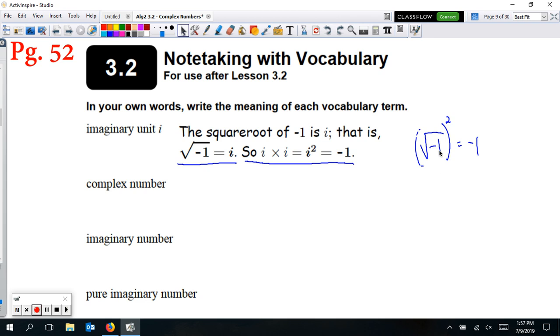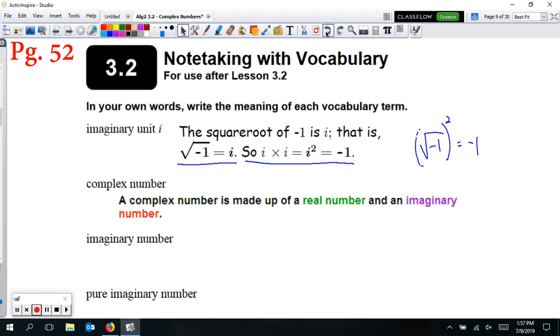So here's what I'm talking about. i is the square root of -1. So if you were to square the square root, it's going to undo the square root sign, and that would equal -1.